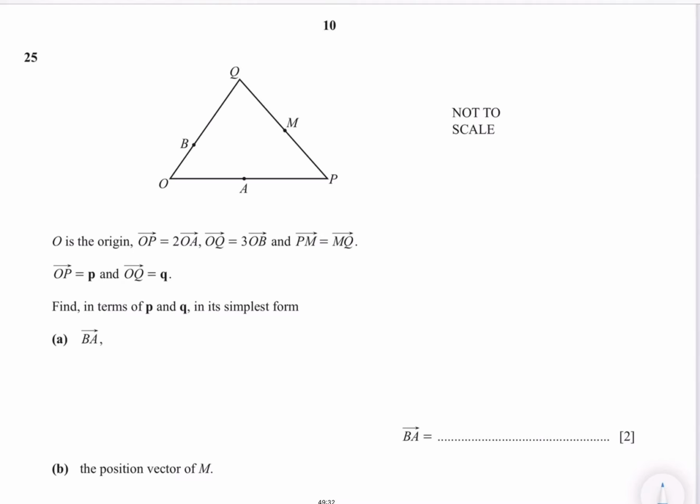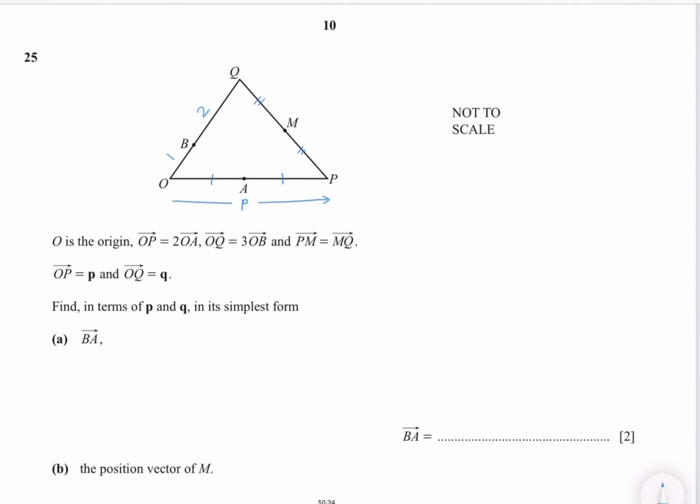Question number 25. O is the origin. OP equals 2 times OA means OA and AP are the same. It means A is in the middle. OQ equals 3OB. So OQ is 3OB. 1 OB is already inside OQ, so BQ would be 2. PM equals MQ. It means M is in the middle. So find in terms of P and Q in its simplest form, BA.